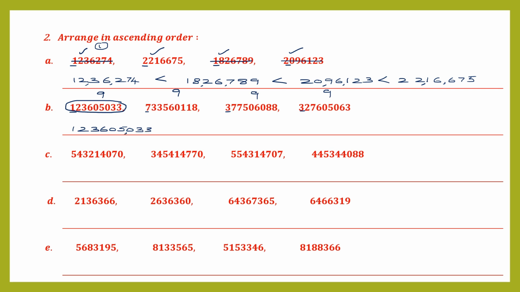Let's read this number. Place your commas according to the Indian system, and you'll be able to read. This is 12 crore, 36 lakh, 5,033. So this number is done.